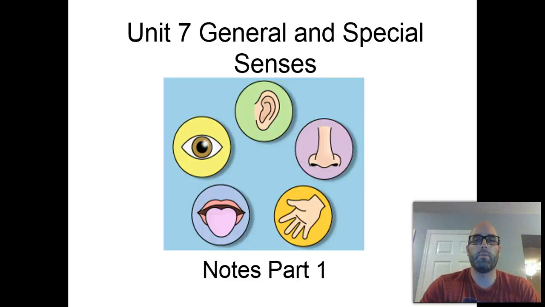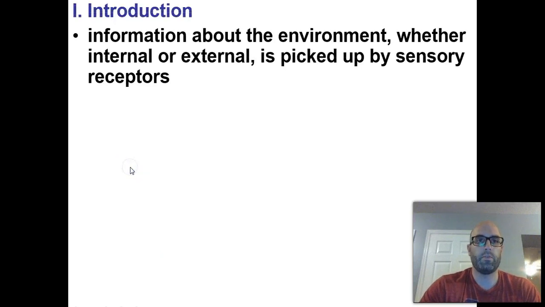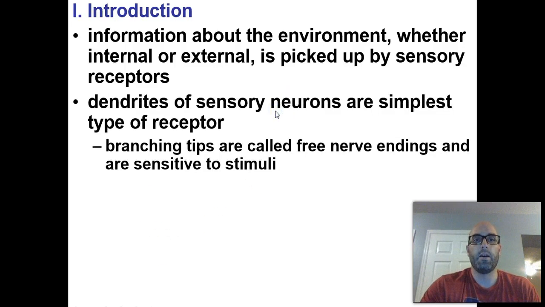I'm going to cover the general and special senses portion, just the introductory material, so you have that to study from. Information about your environment, whether it's internal or external, is picked up by some sensory receptor. And remember, to maintain homeostasis, you have to monitor both your internal working environment and the external working environment. So, the state of your organs, your glands, and everything internally has to maintain homeostasis within itself, and then homeostasis has to be maintained within your environment outside of your body.